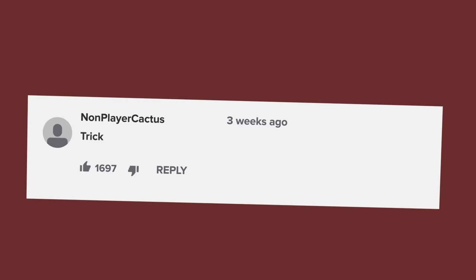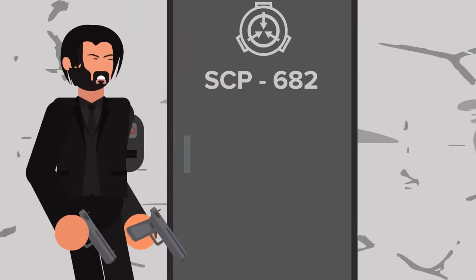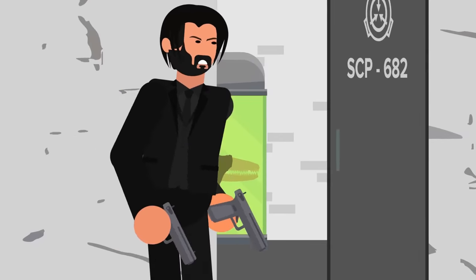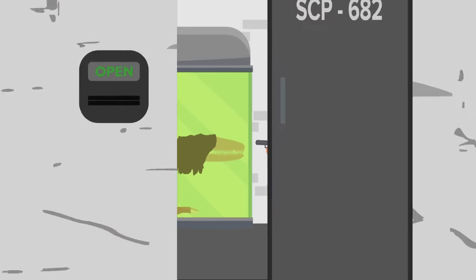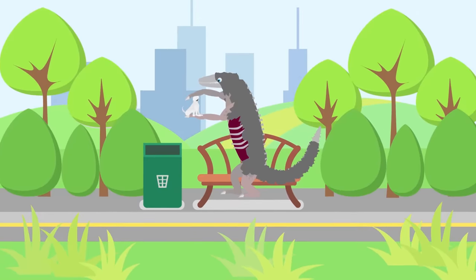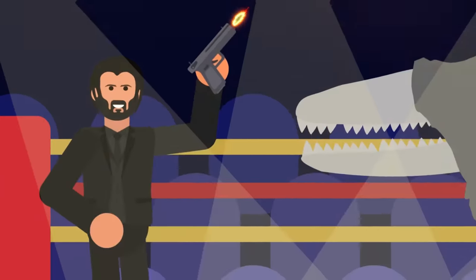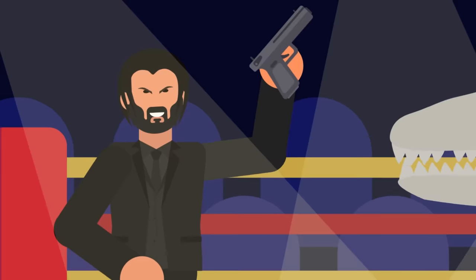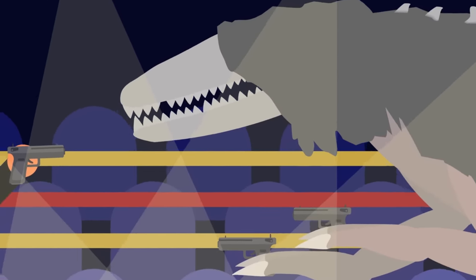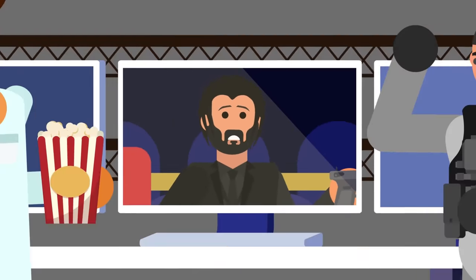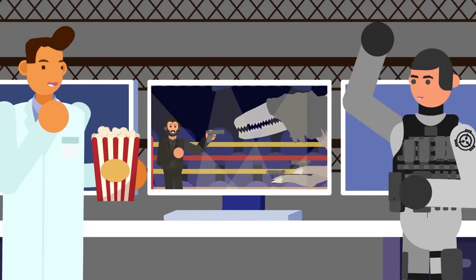Non-player Cactus said, "Trick him into killing John Wick's dog." To be fair, if anyone could take this monster down, it'd probably be John Wick, though SCP-682 might be too smart to actually kill his dog in the first place. And if he did manage to best John Wick? Well, we hate to think what a 682 with the martial prowess and gun skills of John Wick would be like. Actually, no, we don't hate to think about it because it would be awesome.